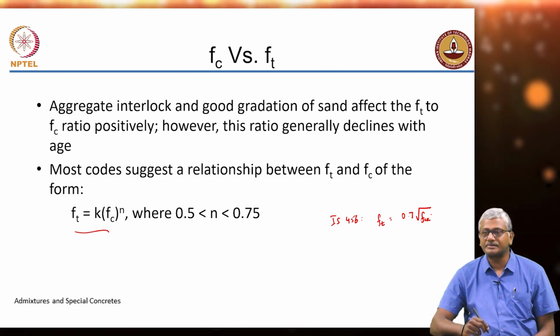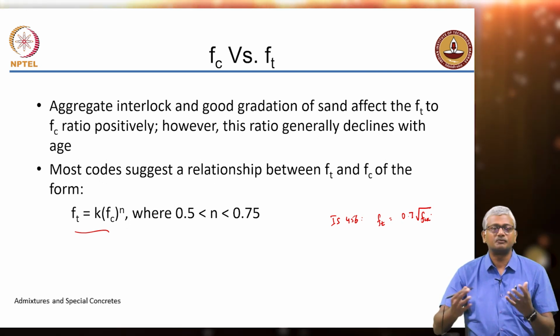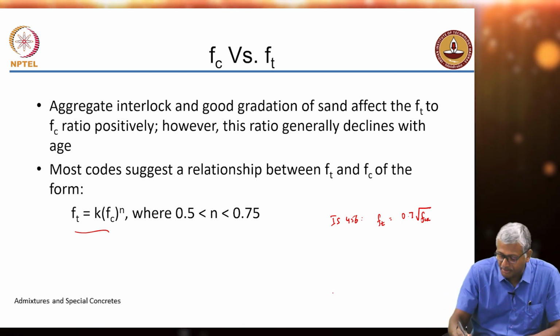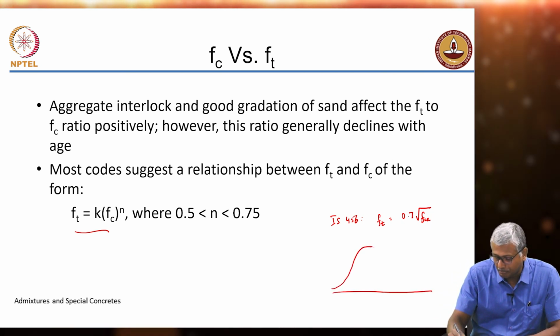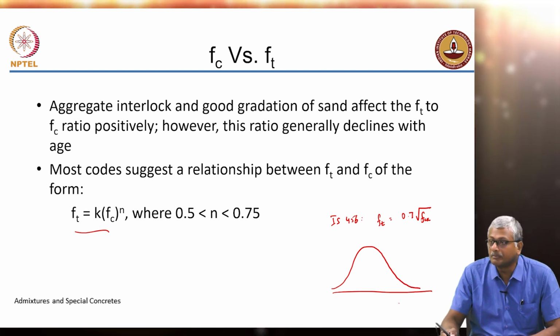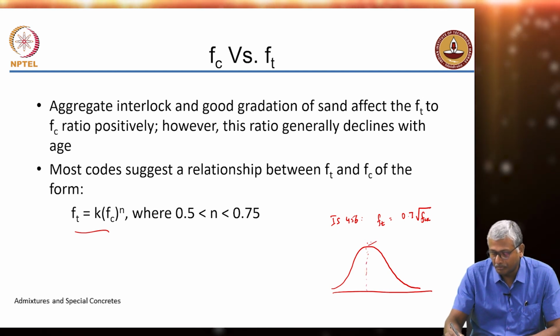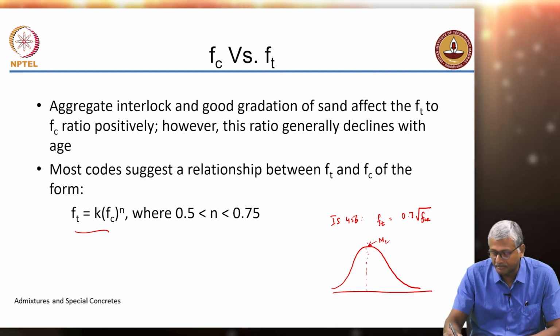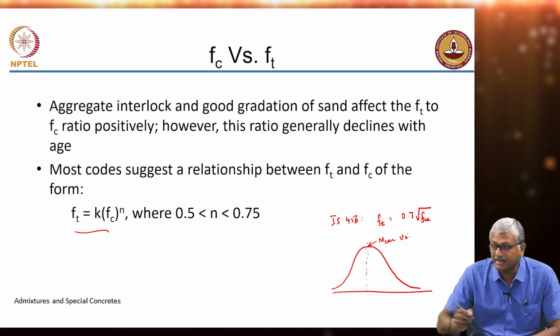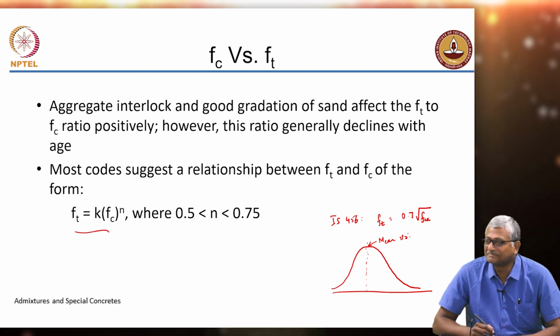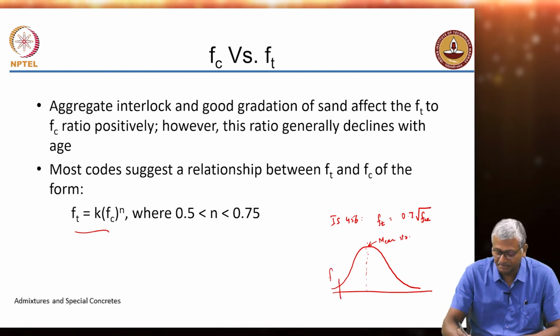How do we define characteristic strength? What is the distribution we assume for concrete compressive strength? We assume a normal distribution, right? Okay. So this is what strength here? This is mean strength. Where is the characteristic strength? Is it more than the mean or less than the mean? It's here. That's FCK. So that this area is 5%.